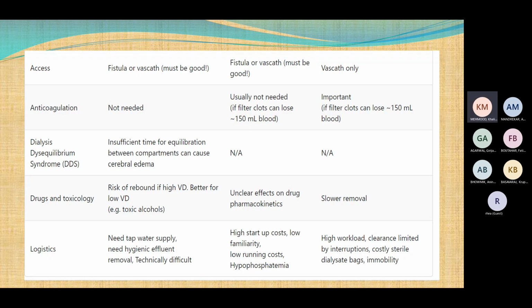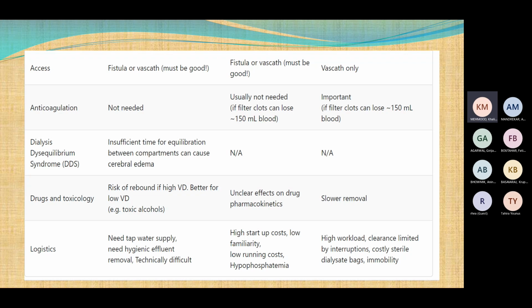Anticoagulation, the way I said, CBVHDF does need anticoagulation, but intermittent dialysis doesn't. So if the filter clots in CBVHDF, we lose around 150 mL of blood. It's a very important thing. At the end of my presentation, I will tell you what needs to be taken into consideration so that we can avoid losing this blood, especially in those patients who have multi-organ failure and those who are hemodynamically unstable.